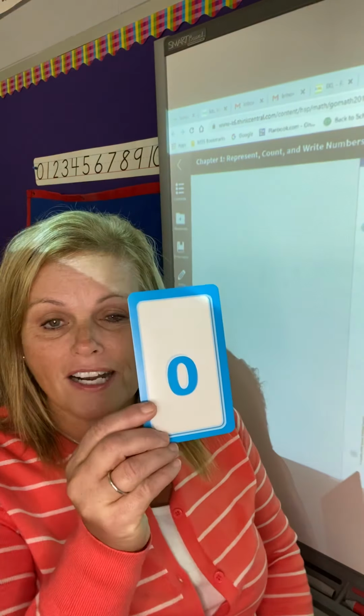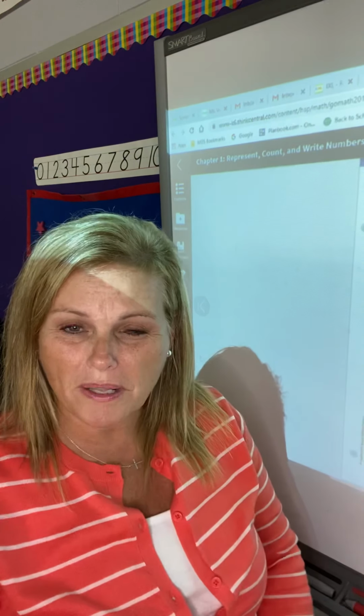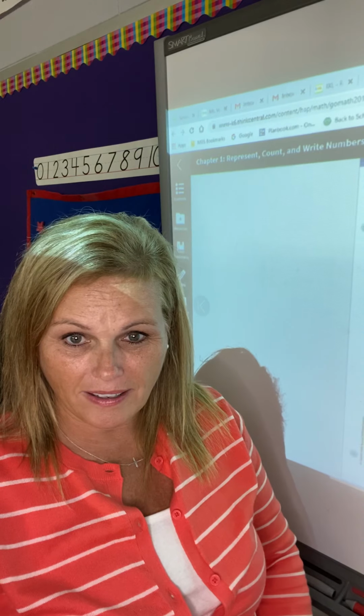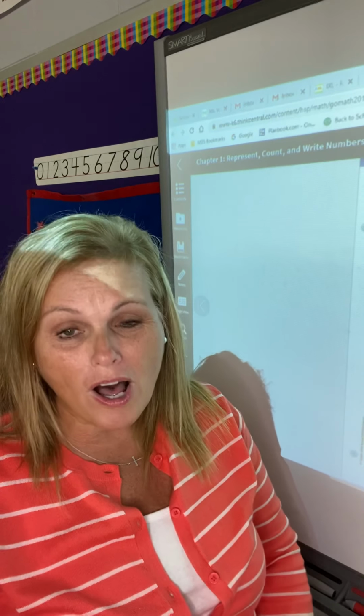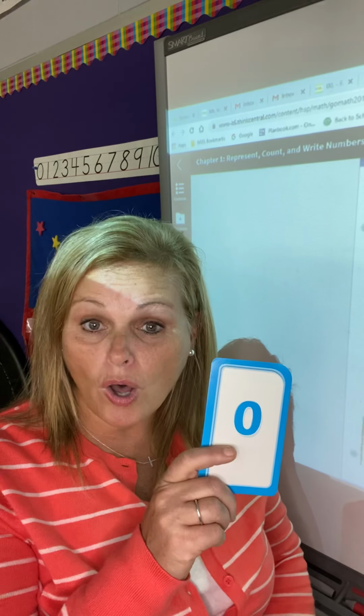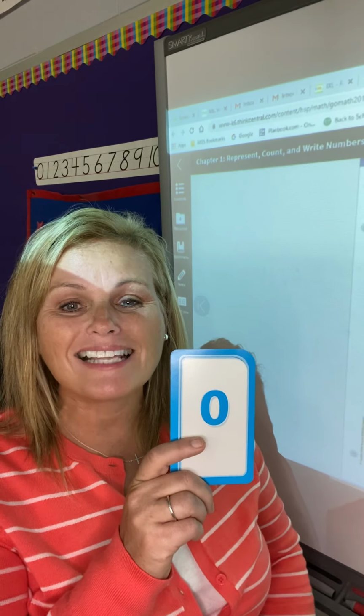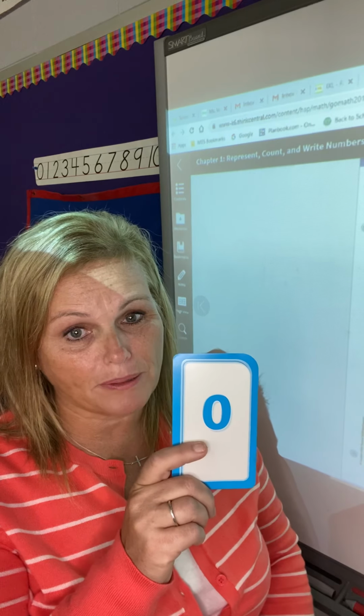That number, 0, looks like a letter. Do you know what letter it looks like? O. O and 0 look alike, but O is a letter and 0 is a number.